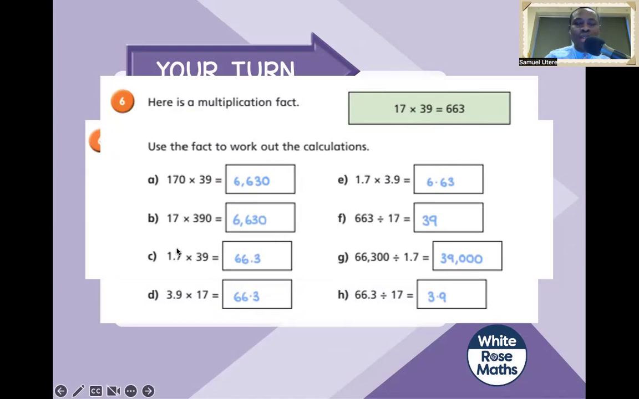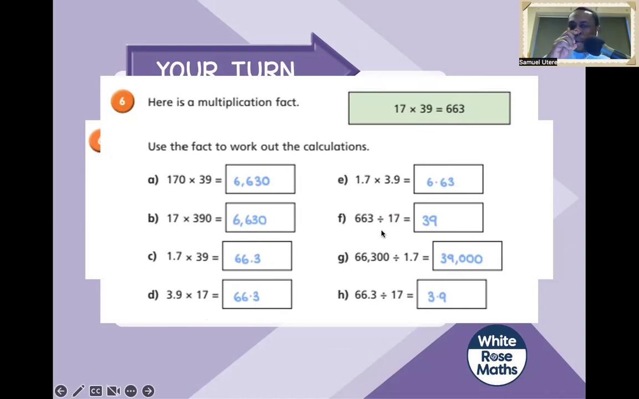Here, this 1.7 is 10 times smaller than 17, so your answer will be 10 times smaller. So it's 663, 66.3. Here, we have made this 10 times smaller, so the answer would be 66.3. Here, by having 1.7 and 3.9, we have made these 10 times smaller, and then that one 10 times smaller. So together, we have made our answer 100 times smaller. So that would be 663 divided by 100, which will be 6.63.